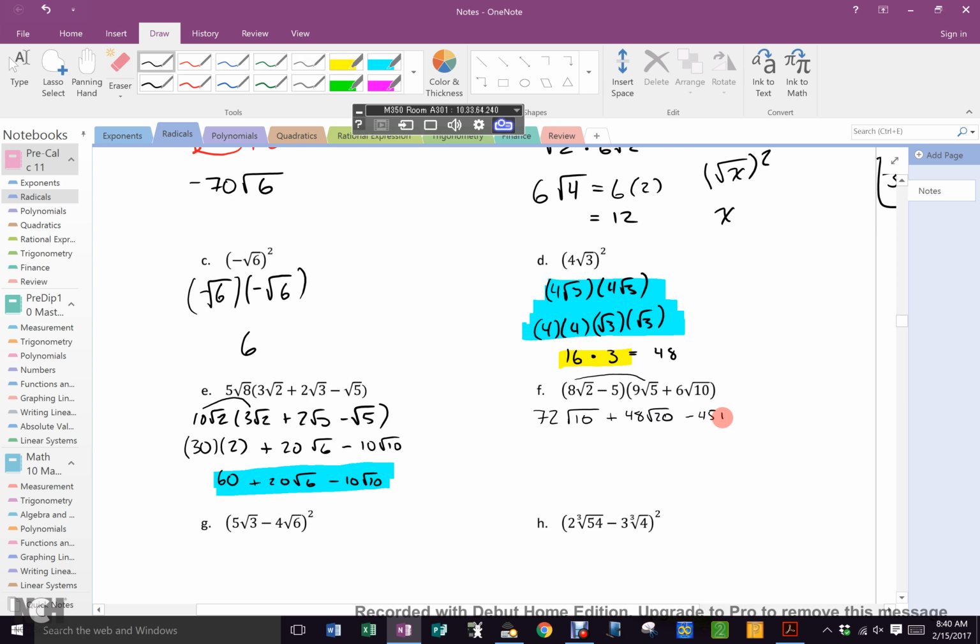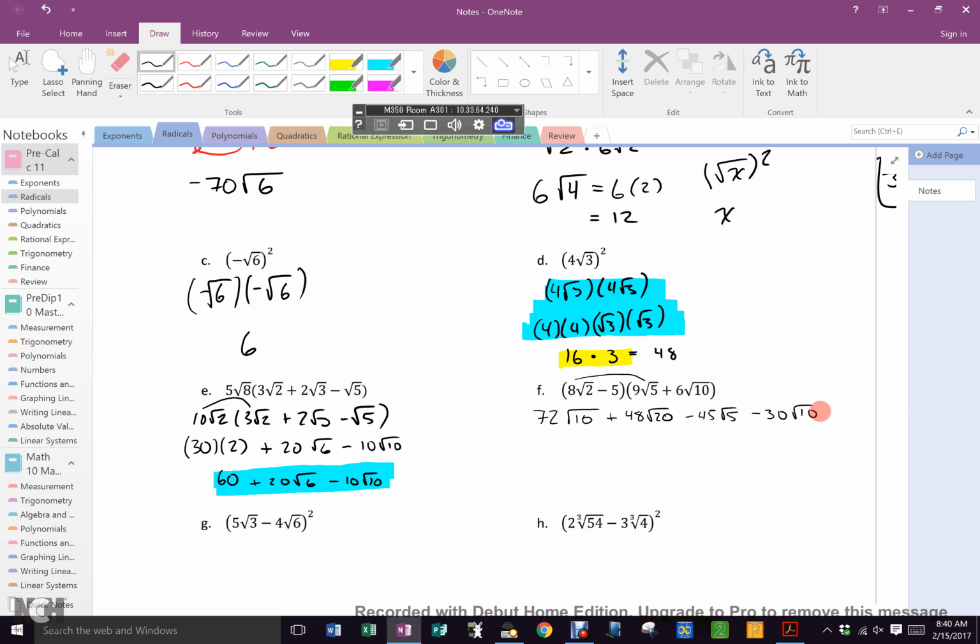Negative 45 root 5. Now, Myers, you said to stack them right there. Why am I not stacking them here? Because they're not like terms yet, are they? And what's my last term? Negative 30 root 10. Now, do you see, you've got a couple of choices here now, right?